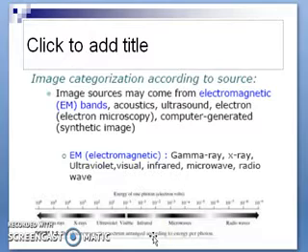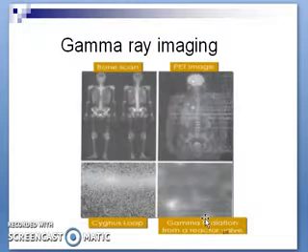Now, image categorization according to the source. Image sources can be electromagnetic, acoustic, ultrasound, electron, and computer generated images, so we call them synthetic images. Now in the electromagnetic spectrum that we know, we have gamma rays, X-rays, ultraviolet, visual rays, which are normally visible to human beings, infrared, microwave, radio waves, and so on. So this is how our electromagnetic spectrum is. So images could be obtained in various bands of this spectrum.